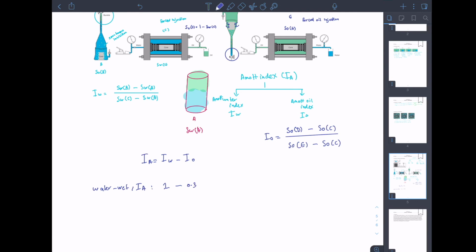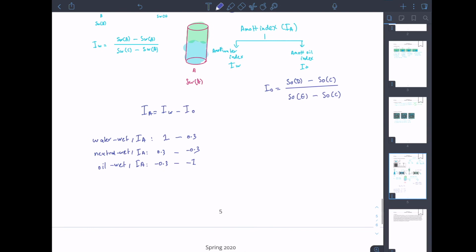So any value between that will actually indicate that the system is water wet. And then we have neutral wet, and that means that IA should be between 0.3 and negative 0.3. And finally, we have oil wet, and that should indicate that IA should be between negative 0.3 down to negative 1. So any value of Amott index within this region should be able to indicate the type of wettability that we're dealing with. And again, this is a qualitative test to help us identify the wettability of the core sample.